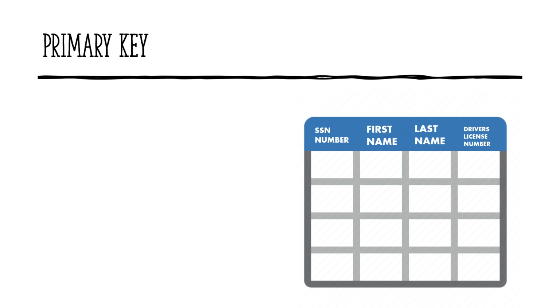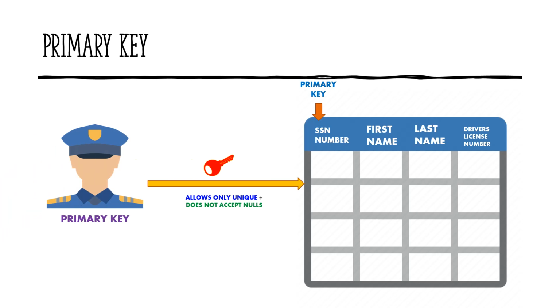into the table. So let's take a look at this table here with the SSN number, first name, last name, and driver's license number. And if we create a primary key constraint on the SSN number, it's only going to allow unique values and does not accept null values in this particular table. So here is an example of a row that I'm going to insert, and this is going to work because this SSN number is unique and it is not null.